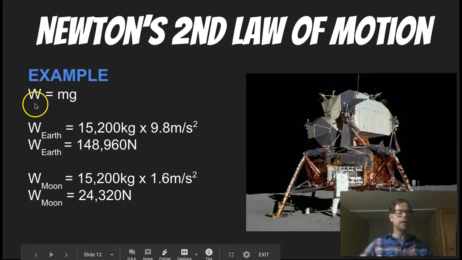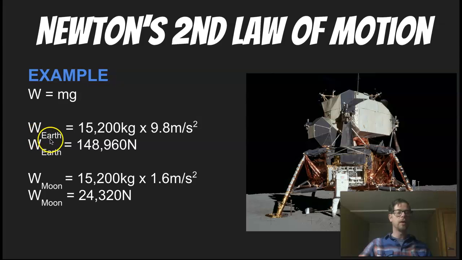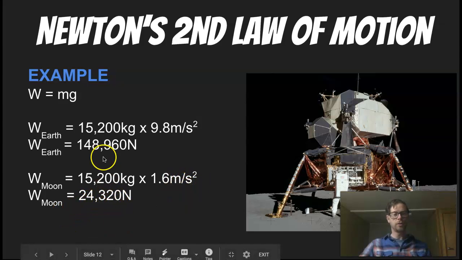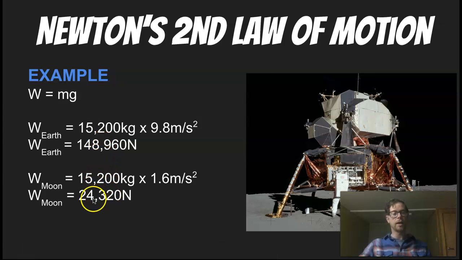So here are our calculations. Again, our formula is weight is mass times gravity. So I just use Earth as a subscript to say that here I want to calculate on Earth. It's 15,200 kilograms times 9.8 meters per second squared, and that's going to give us 148,960 newtons. We do the same thing for the moon, weight on the moon, same mass, but instead we multiply it by the gravitational acceleration on the moon, which is 1.6 meters per second squared, and that should give us 24,320 newtons. So a lot less, as you can see, a lot less on the moon.